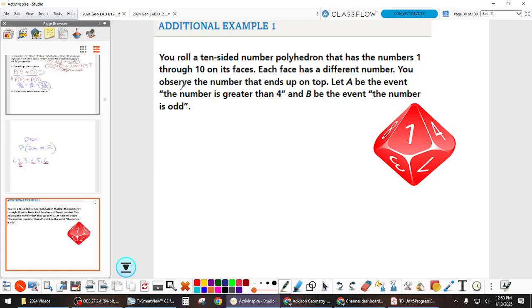All right, so you observe the number that ends up on top when you roll. And then it says let A be the number is greater than 4, and B the number is odd. Okay? So first of all, what's your question?